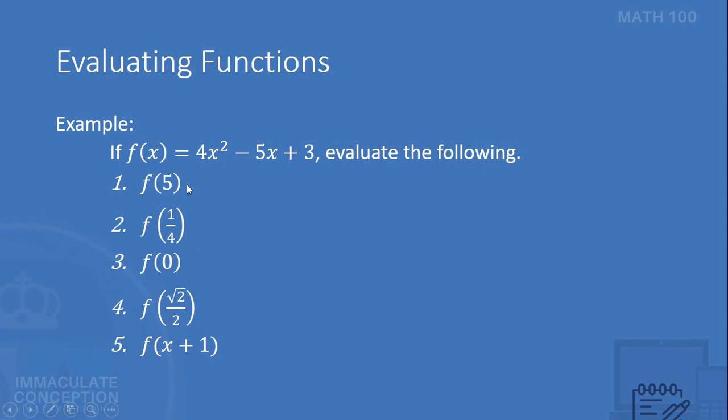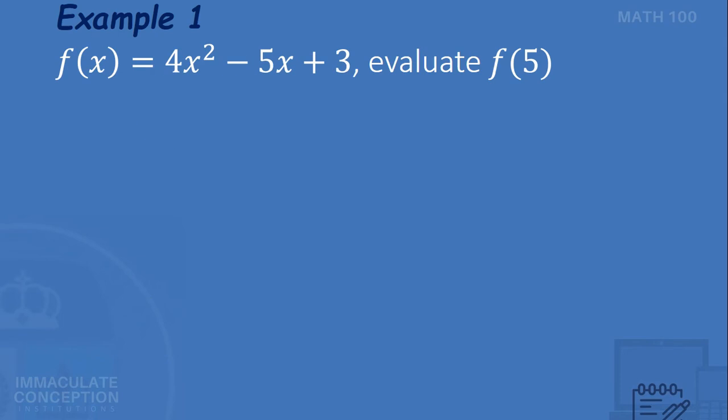f of 5, f of 1/4, f of 0, f of the square root of 2 over 2, and f of x plus 1. Sample number 1. f of x equals 4x squared minus 5x plus 3. Evaluate f of 5.